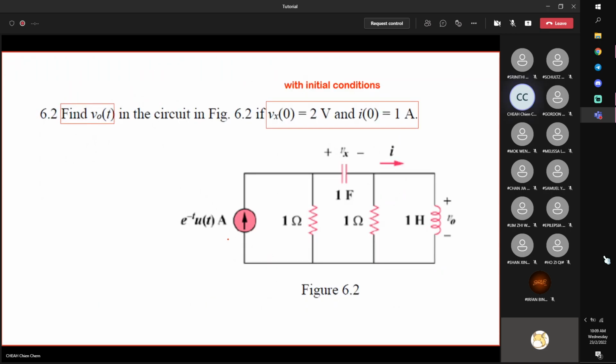Any questions? Okay, if not, let's look at problem 2.